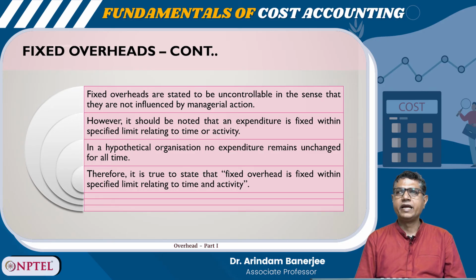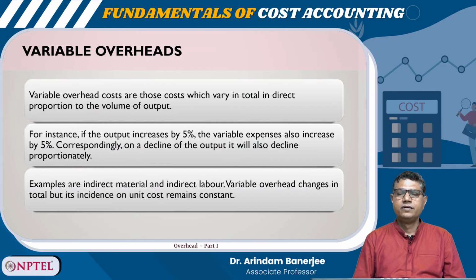Therefore, it is true to state that fixed overhead is fixed within specified limits relating to time and activity. After fixed overhead comes the variable overheads. Variable overhead costs are those costs which vary in total in direct proportion to the volume of output. For instance, if the output increases by 5%, the variable expenses also increase by 5%. Correspondingly, on a decline of the output, they will also decline proportionately.